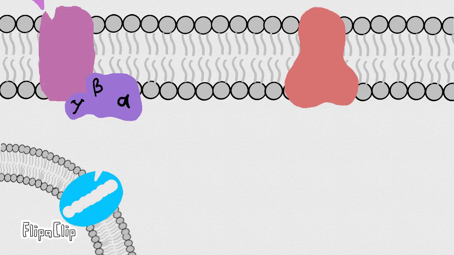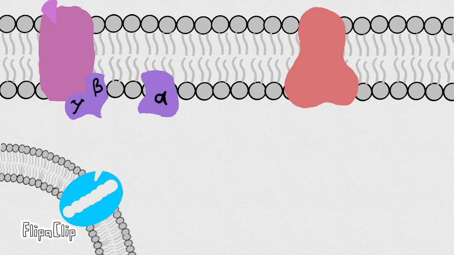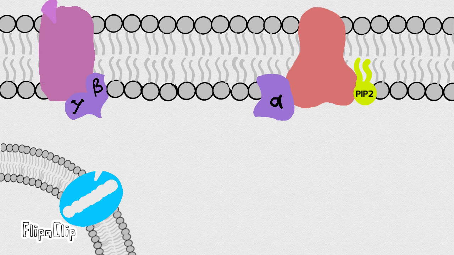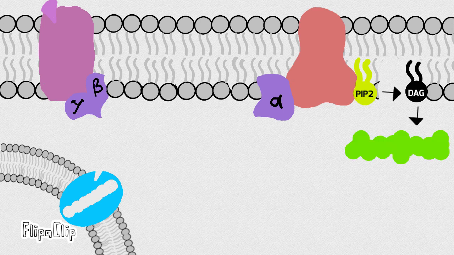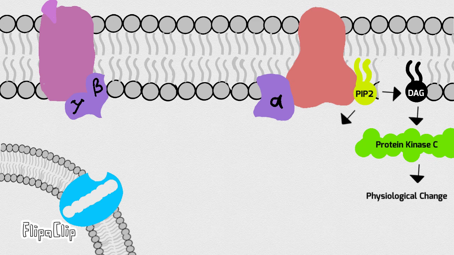Here we have our ligand binding to its receptor, causing the alpha subunit to bind to phospholipase C and convert PIP2 into DAG, which will in turn activate protein kinase C and cause physiological change.